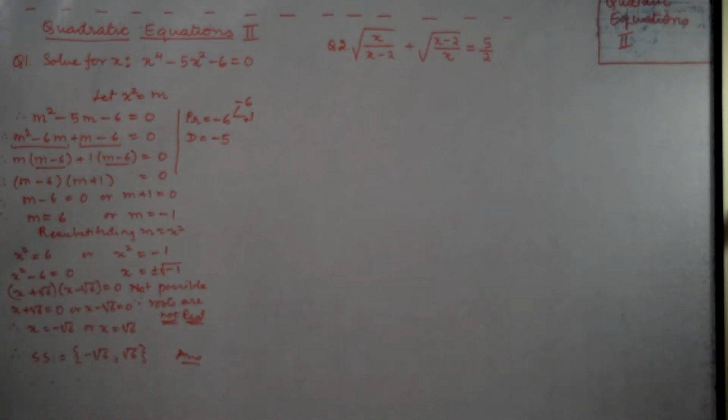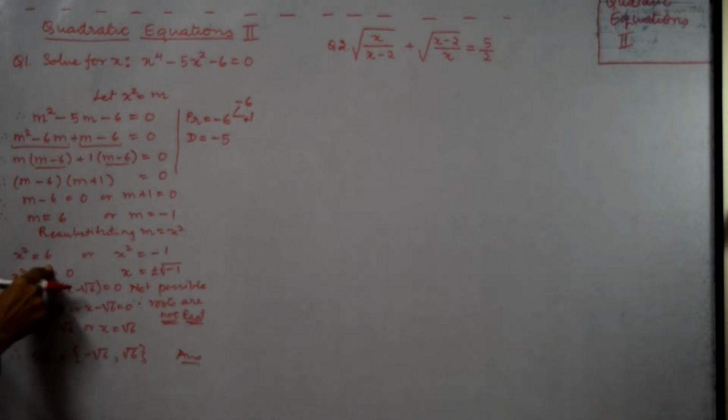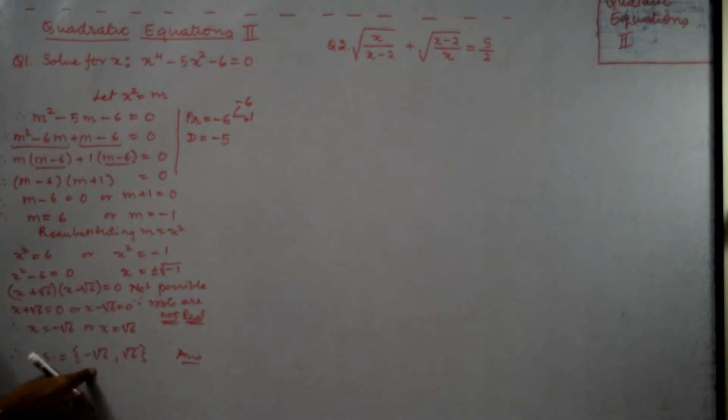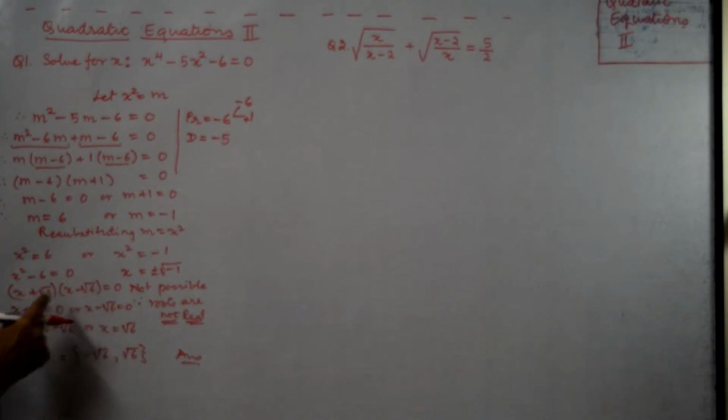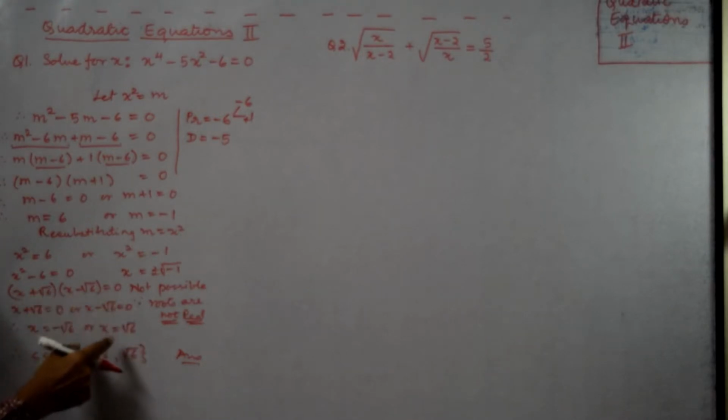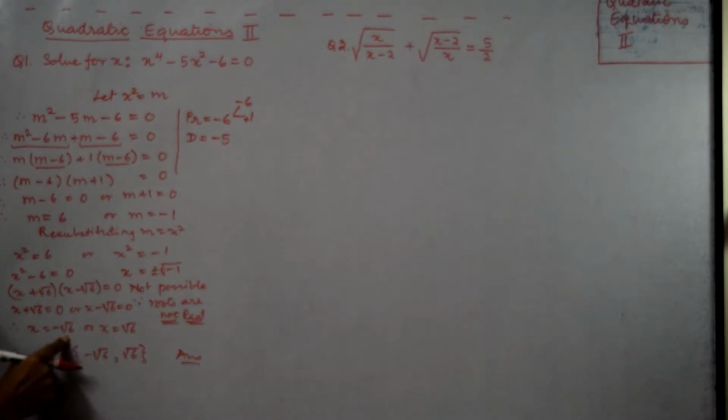Now in this place you could have even done after this step x squared equal to 6, therefore x is equal to plus or minus root 6, and then directly we could have written this, but I personally prefer showing the zero product rule and then getting the values of x as plus root 6 and minus root 6. So that is how we have done this.